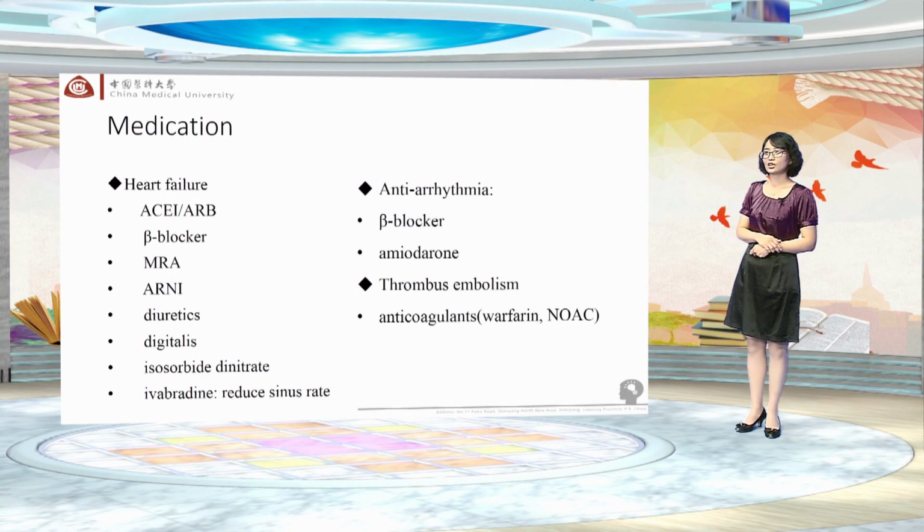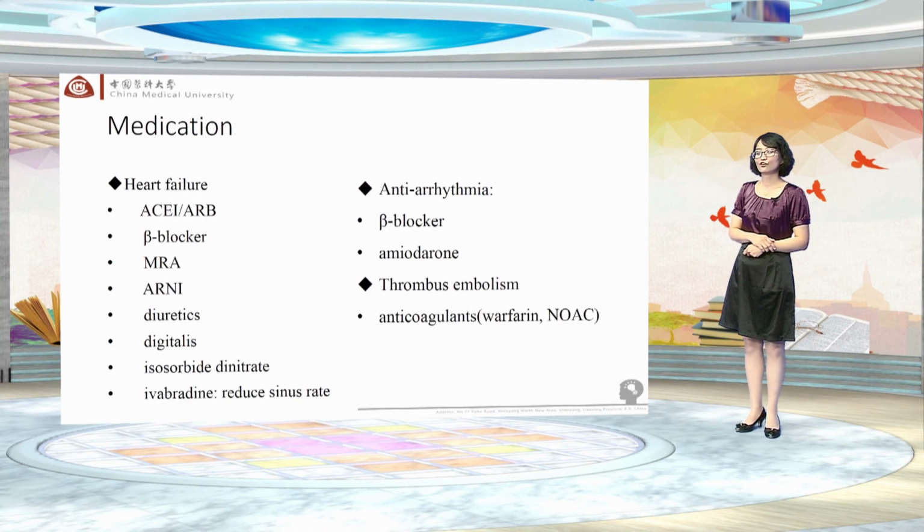If the patient has some arrhythmias, sometimes we may choose the beta blocker and amiodarone. For thrombus embolism, if we want to prevent embolism, we can use the anticoagulants such as warfarin or some NOAC.